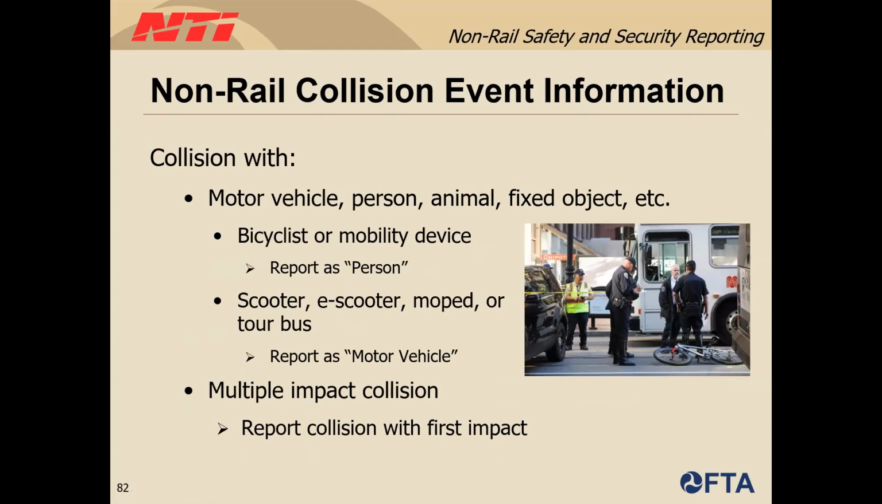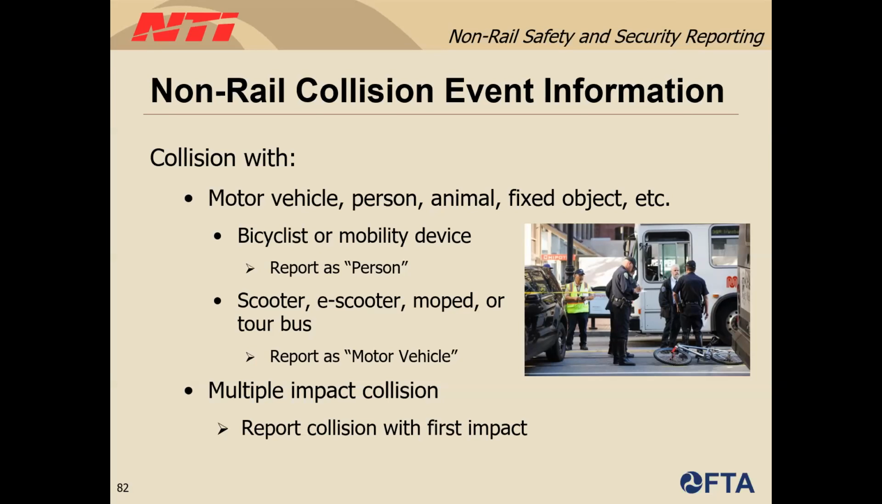For the collision with selection, indicate what the transit vehicle collided with, such as another vehicle, person, animal, fixed object, and so on. A collision with a bicyclist, pedicab, a person in a wheelchair, or on an electric scooter is reported as a collision with a person. Larger scooters, such as small motorcycles, mopeds, and motorcycles, school buses or dump trucks are all reported as a collision with a motor vehicle. Use the other selection only when no other selection is appropriate.